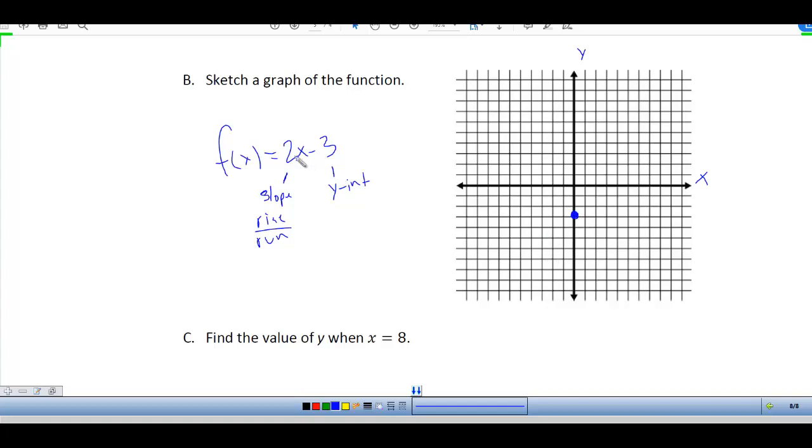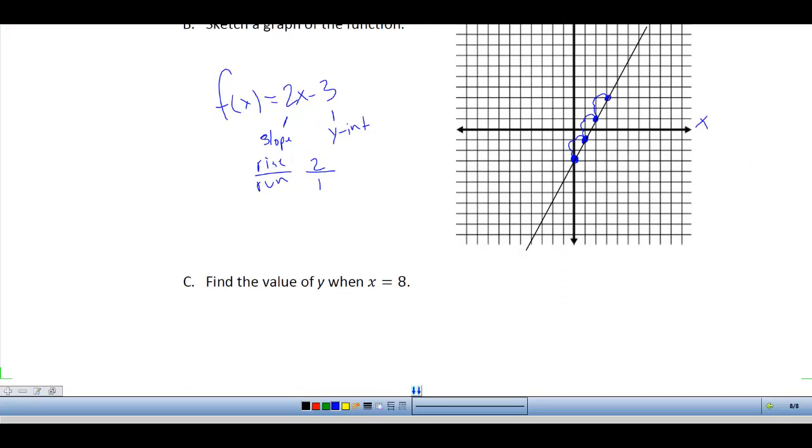Then I have a slope of 2. So a slope of 2 as a rise over run, that is 2 over 1. So from this point, I rise 1, 2, and I run 1. There's another point on my line. 2 points I've got on my line. I'm going to go ahead and make a couple more here, 2 over 1, 2 over 1. And we've got our line.